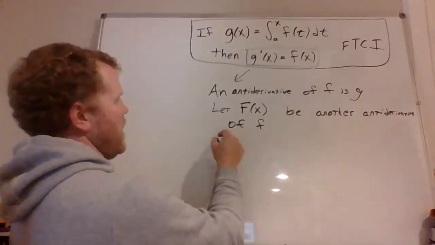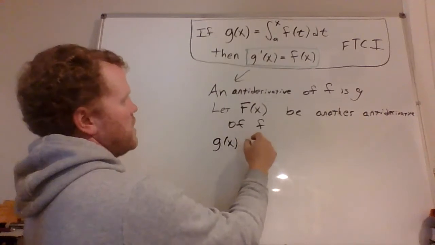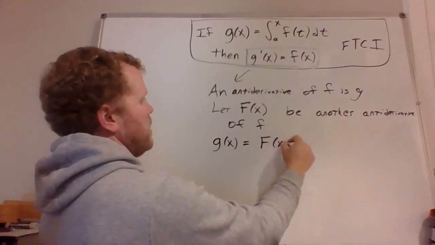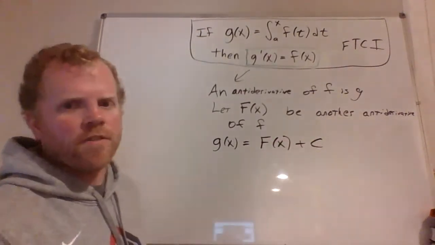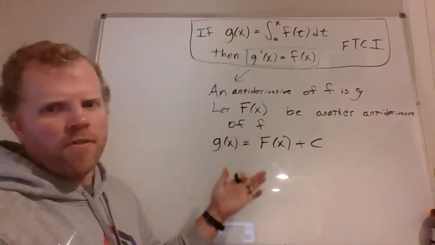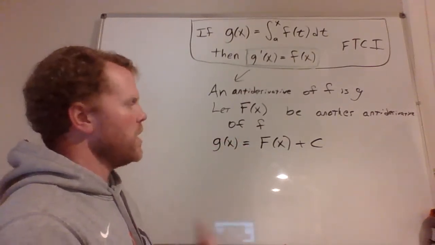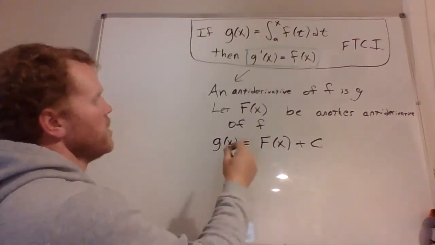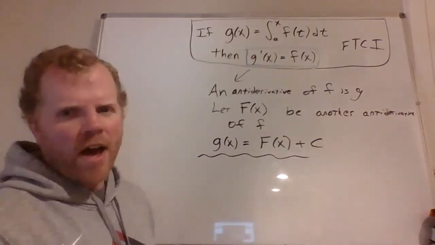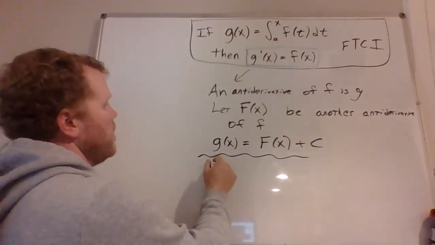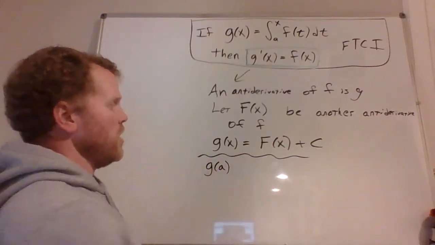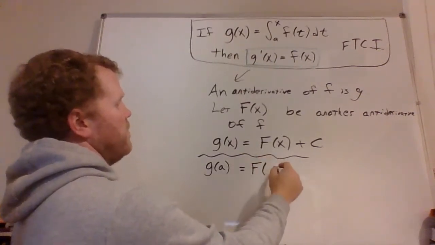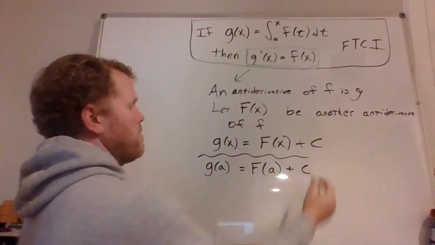So another way to write that is that g of x is going to be F of x plus some constant. The only difference between one antiderivative of a function and another antiderivative of that function is the constant. So, let's just get to it. With that in mind, we can evaluate this function at a couple of values. One, you can find g of a. And g of a is the same thing as F of a plus some constant.